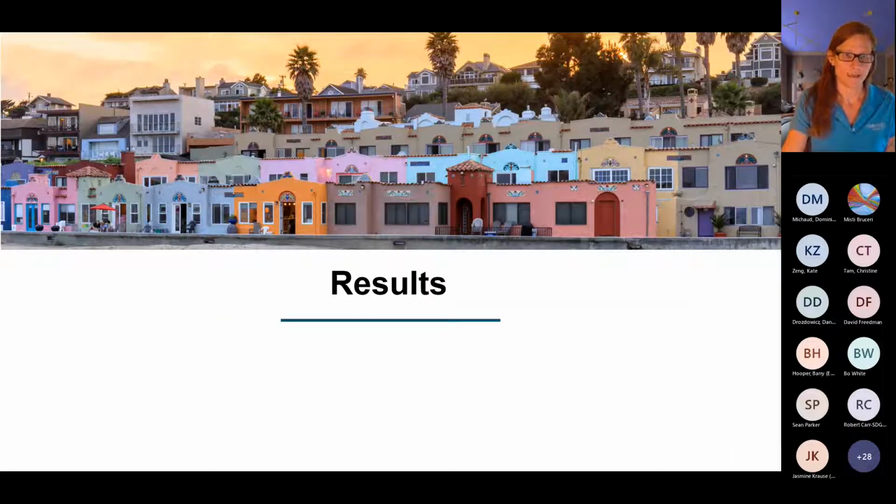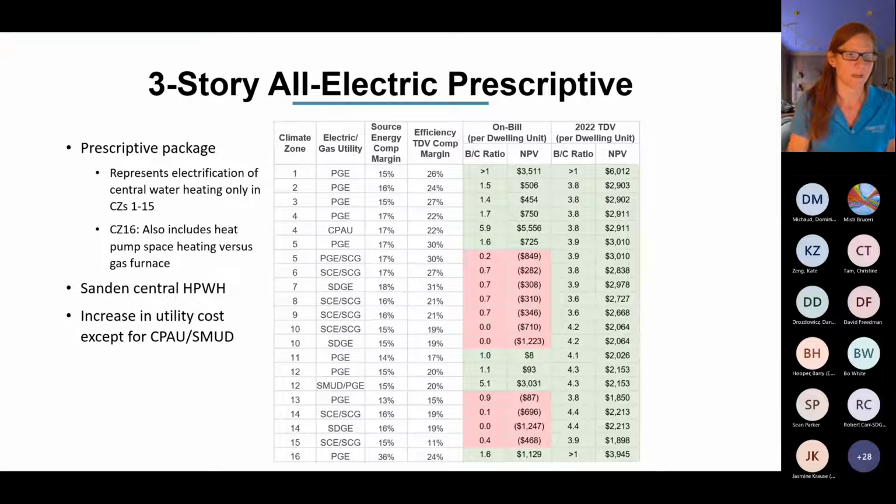All right, let's take a look at the results. So here is the 3-story all-electric prescriptive code minimum case. And let me just introduce you to these tables a little bit. We have 16 climate zones.